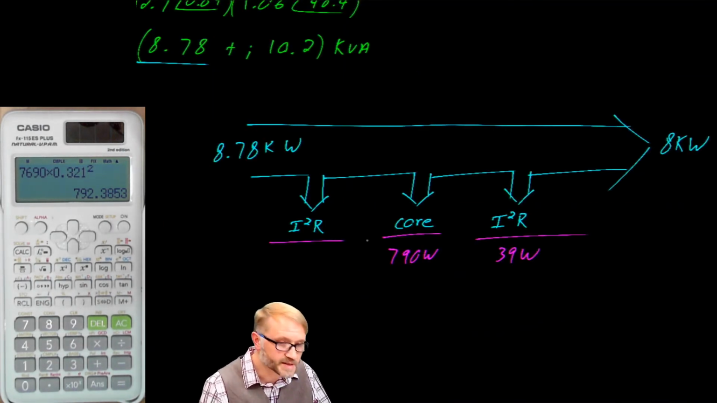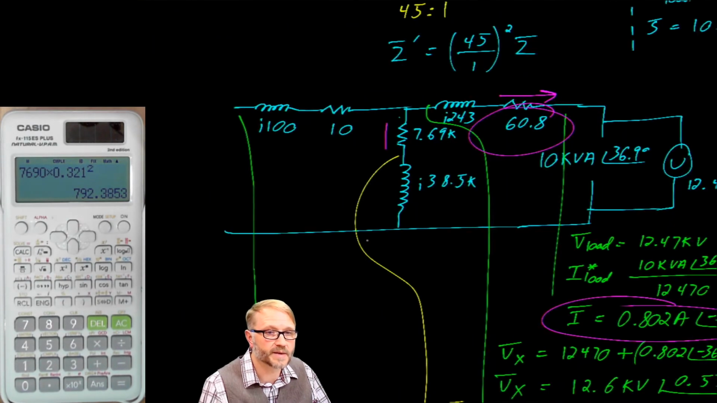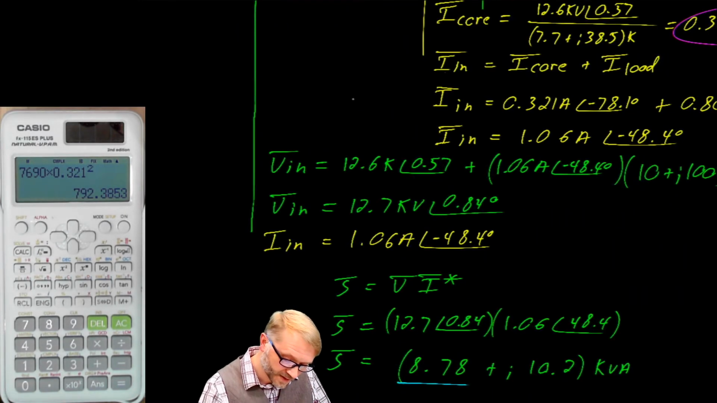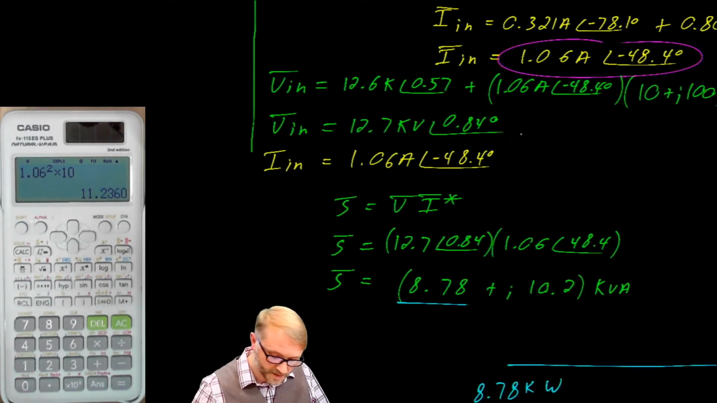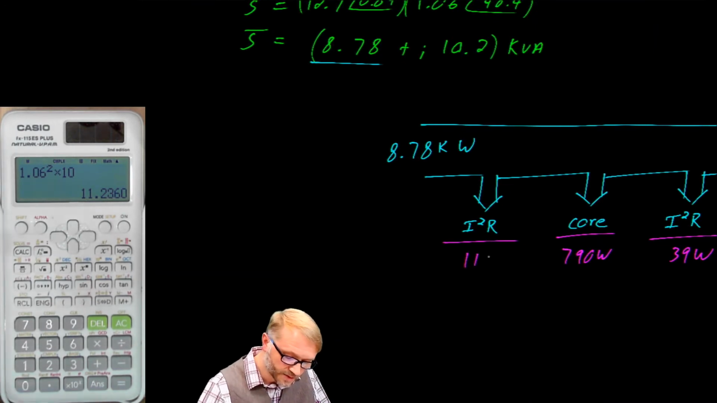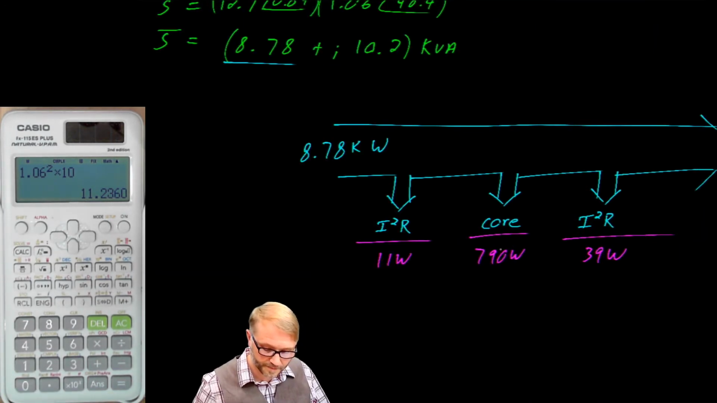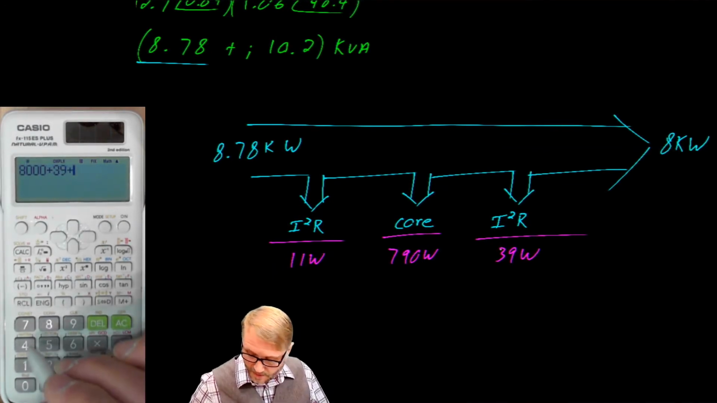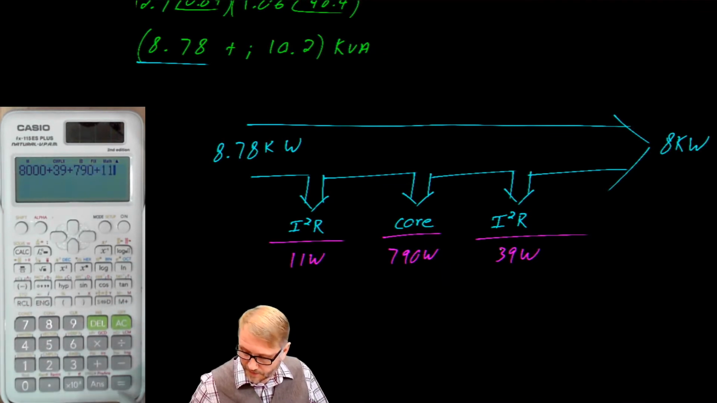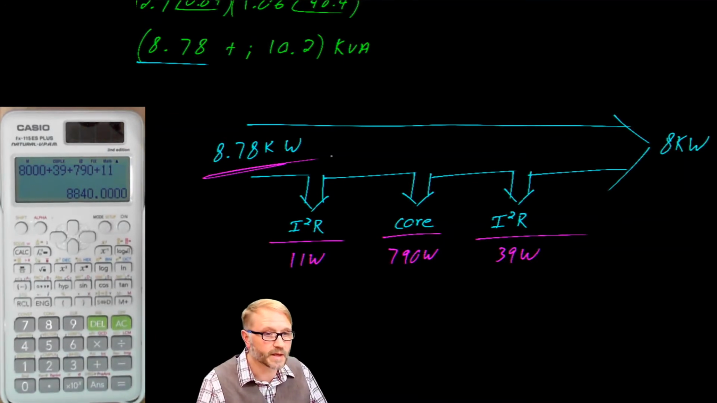And the last thing is the I squared R loss in the primary. So there's the resistor. We just need to find the current, and I believe that was right here. So 1.06 squared multiplied by 10. So about 11 watts lost to the winding. If we add that up, 8,000 plus 39 plus 790 plus 11 should equal pretty close to 8.78. And it's certainly within rounding errors.